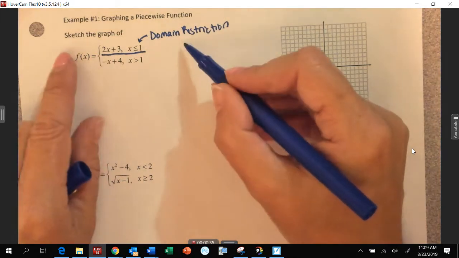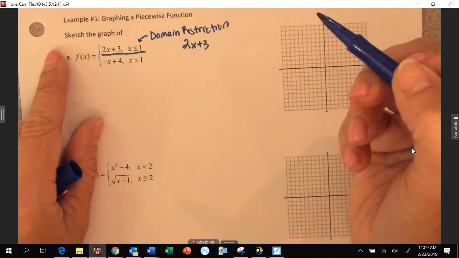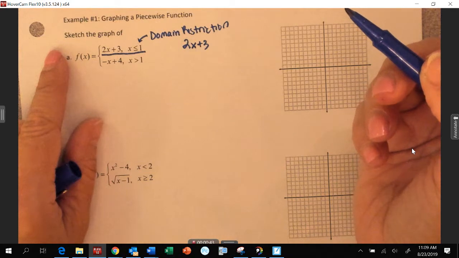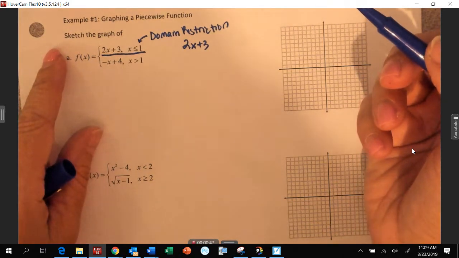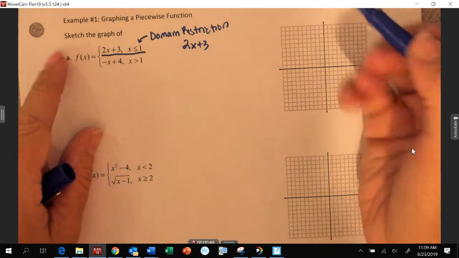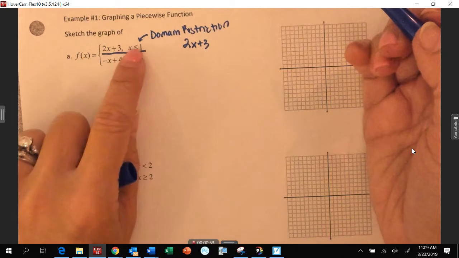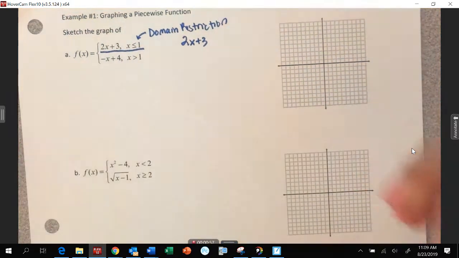When you look at 2x plus 3, could you tell me what picture that makes on the graph? Let me rephrase that. Please tell me what picture that makes. A line, right, it makes a line. But we're not going to graph the whole line. We're only graphing x values that are less than or equal to 1.